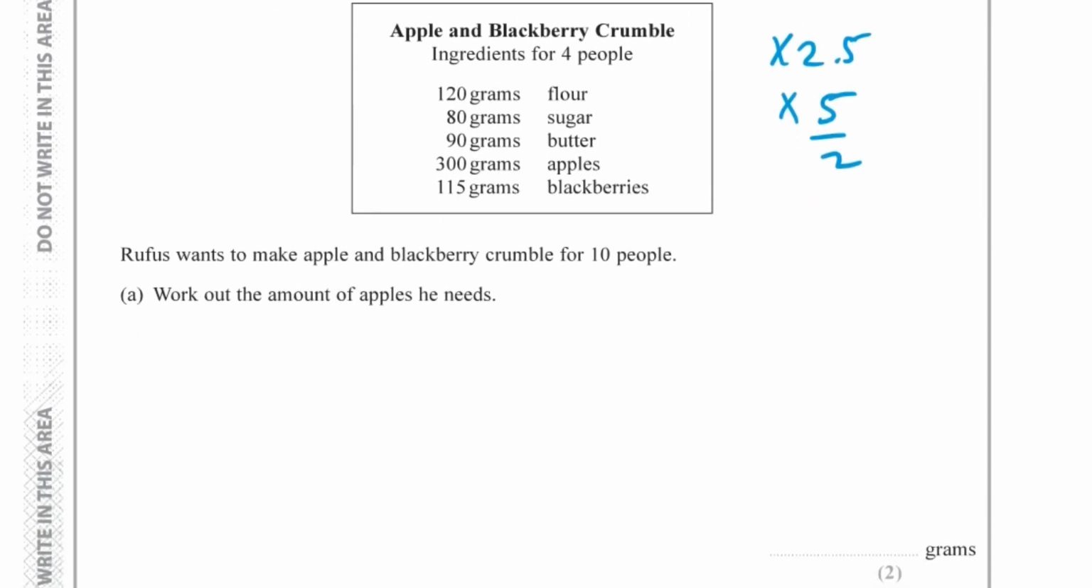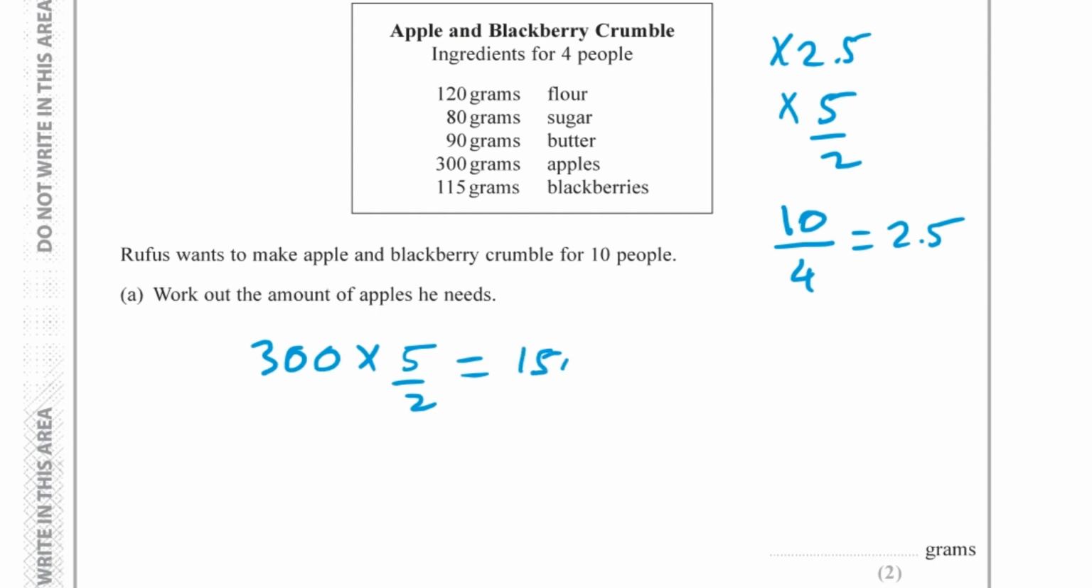And if you weren't sure about how we got 2.5 or 5 over 2, you can simply do 10 divided by 4, and that will give you 2.5. So when you see the number of apples here, 300, we could do 300 times 2.5 or 5 over 2. I prefer to do 5 over 2 because 300 divided by 2 will give me 150, and 150 multiplied by 5 is kind of the same as 15 times 5, which is 75. So this will be 750, and this is good here for us to move quickly and do the work without stressing out too much.